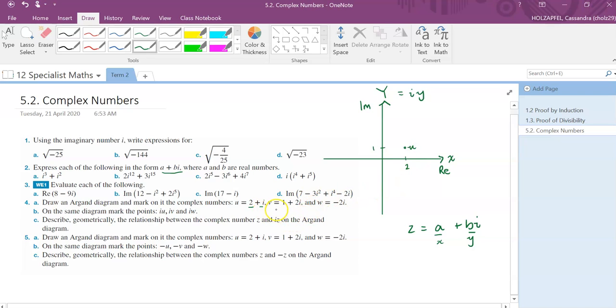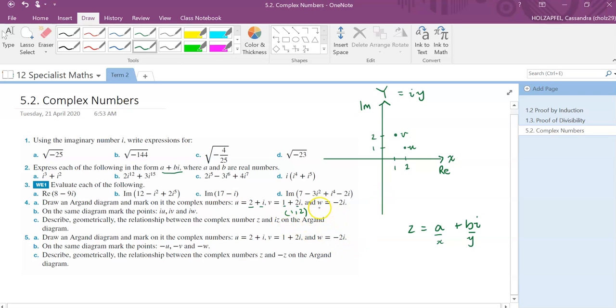Okay, the next one is v is equal to 1 plus 2i. Again, this is the real part, so it's my x-axis, and this is the imaginary part, so that's going to be my y-axis. So I'm going to plot this one at (1, 2). That's going to be my point there, and they use the letter v to represent that point.